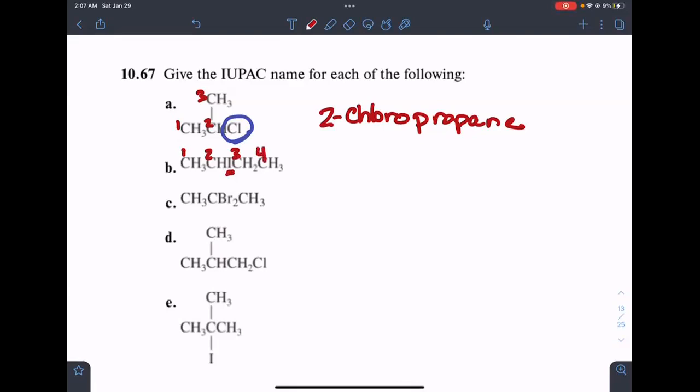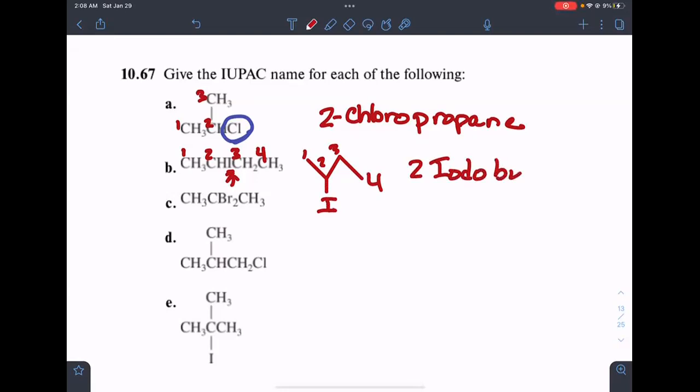So now I'm going to draw butane. You could do this. You don't really have to do this, but it's okay. So 1, 2, 3, 4, and that gives me butane. Now I have to worry about this iodine. Where does that iodine go? And it's on carbon 2. And so I would just write that. So this would be carbon 1, 2, 3, 4. So I would have 2-iodobutane. Okay. All right, C.